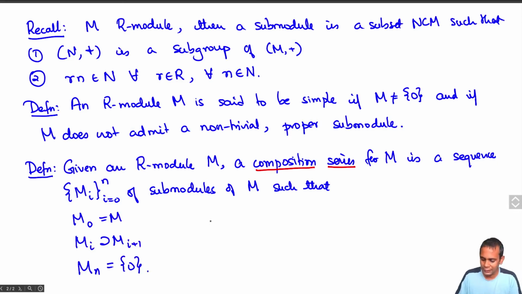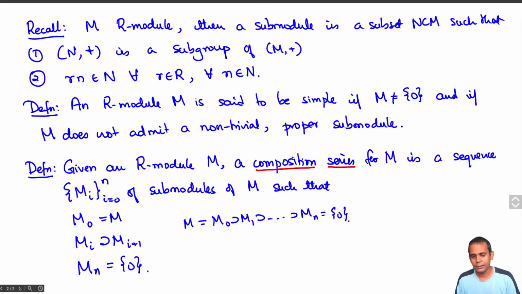Okay, so basically it's just a sequence. We have M0 contains M1 contains up to Mn. There are n plus 1 things, the first one being M and the last one being 0. So that's just the definition of a composition series.